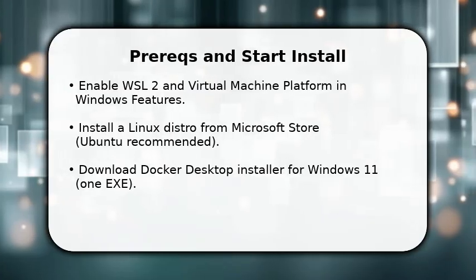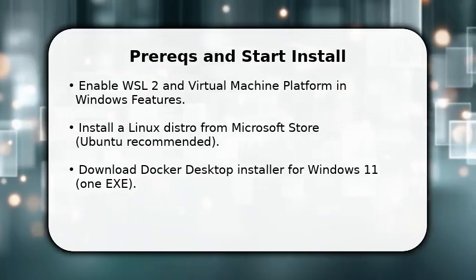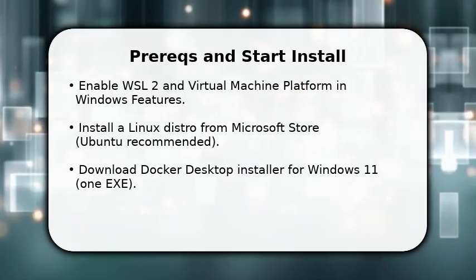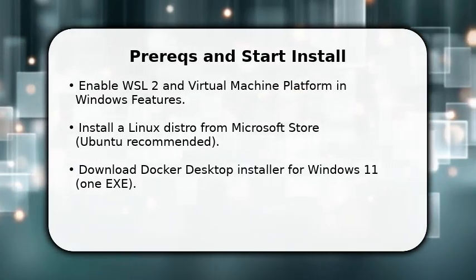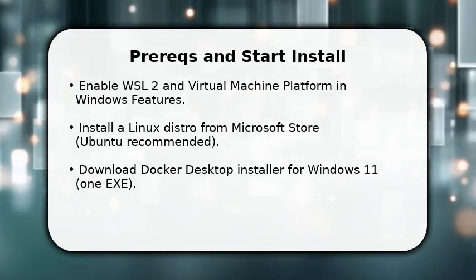You begin by enabling WSL2 and the virtual machine platform so Docker can run Linux containers efficiently. Once done, install a lightweight Linux distro like Ubuntu from the Microsoft Store. This provides the kernel integration Docker needs.